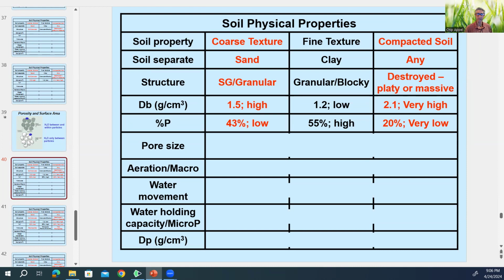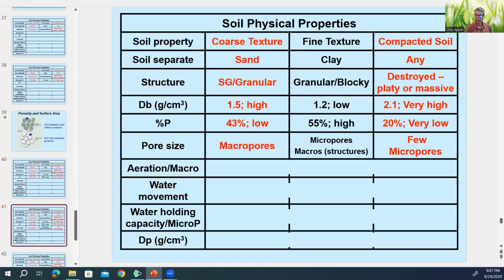Pore size. So think about what is the typical pore size for a sandy soil. You guessed it. It's macropores, right? For a clay soil, it's macropores between the structures and micropores inside the structures. And for a compacted soil, very few macropores. The porosity has been destroyed, and the only pores that are going to be left are the micropores.